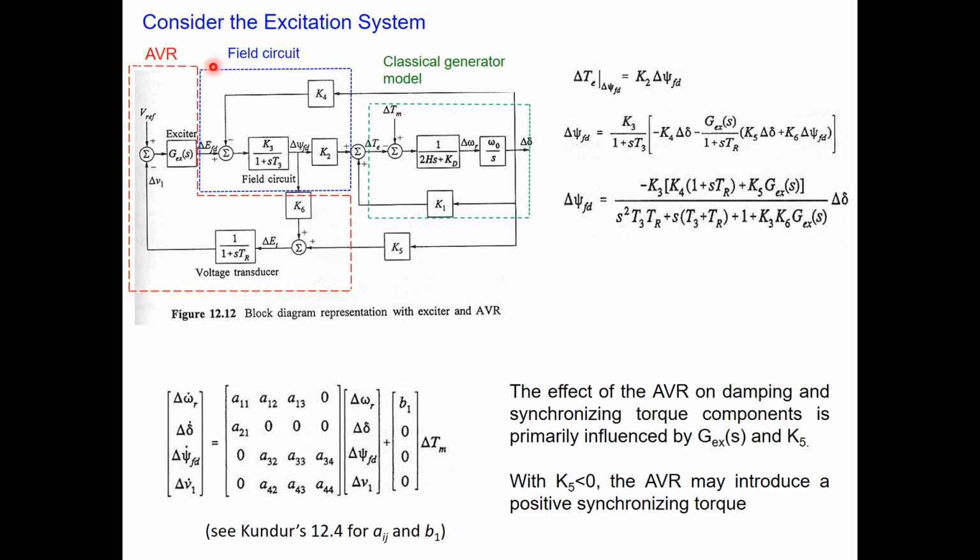The next part is this. Initially we started with the classical model of a generator as a second order form. We had this one. Then next we included the field circuit of the generator. We had this one, right? And next, because we want to consider the complete excitation system and the control part, we now have this one.